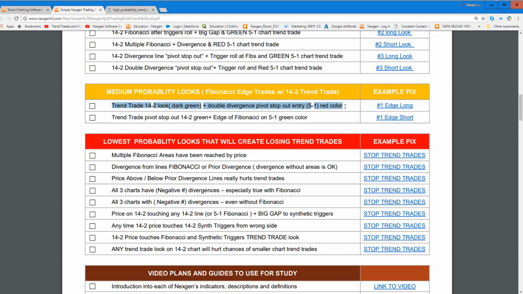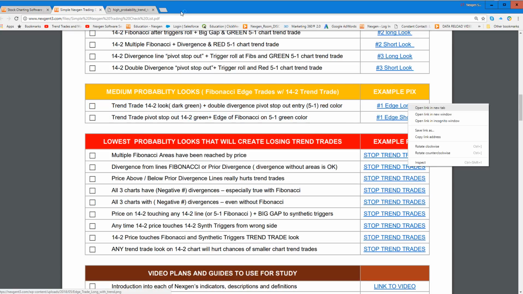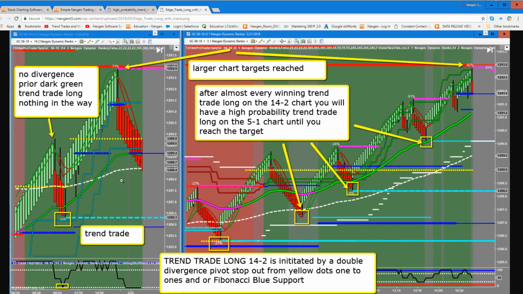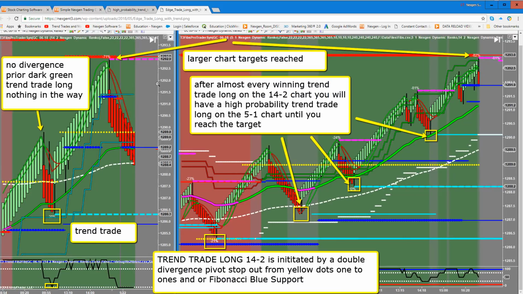And again, it's very imperative that you have the opportunity to recognize these looks. And again, these looks are very, very simple. If you look at this large chart over here, it's a trend trade look, trend trade rules on our large chart, and then we trade from fibs or the edges on our small chart. And basically, it calls the tops or bottoms for you.